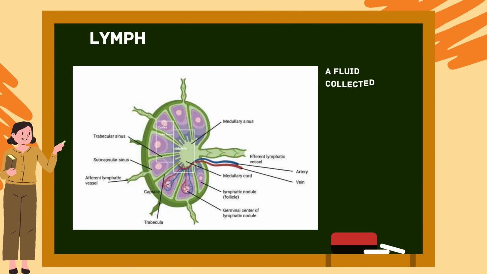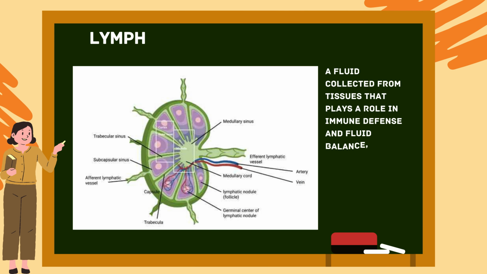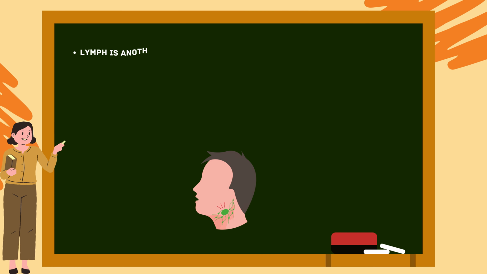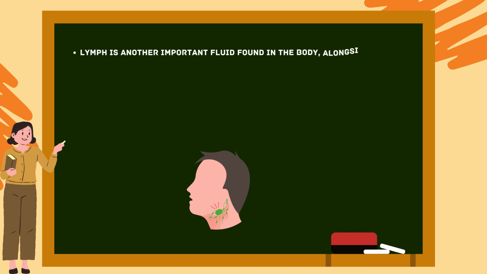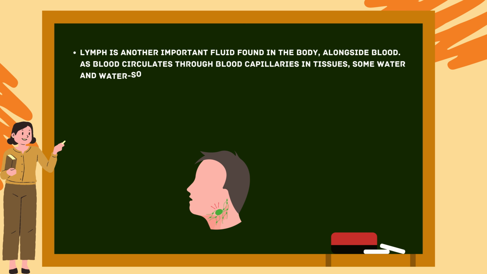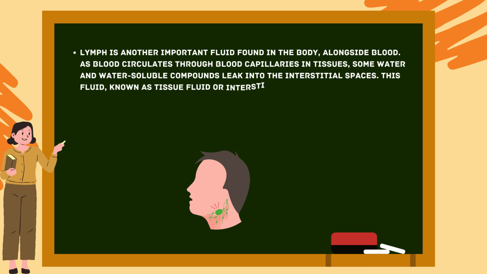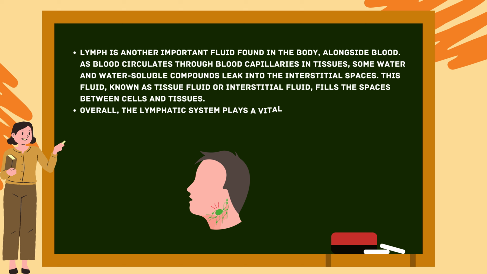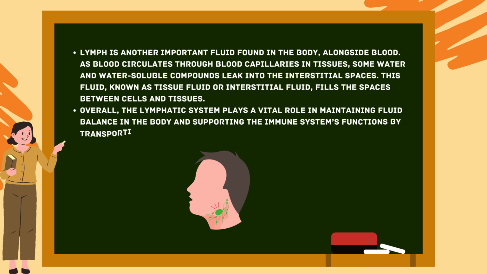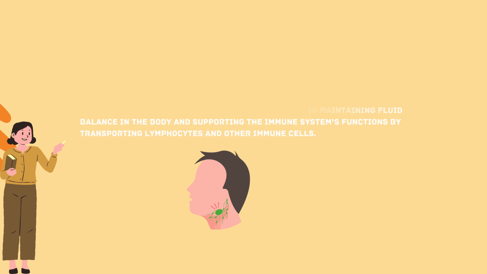Next up is lymph, a fluid collected from tissues that plays a role in immune defense and fluid balance, transported via the lymphatic system. Lymph is another important fluid found in the body, alongside blood. As blood circulates through blood capillaries in tissues, some water and water-soluble compounds leak into the interstitial spaces. This fluid, known as tissue fluid or interstitial fluid, fills the spaces between cells and tissues. Overall, the lymphatic system plays a vital role in maintaining fluid balance in the body and supporting the immune system's functions by transporting lymphocytes and other immune cells.